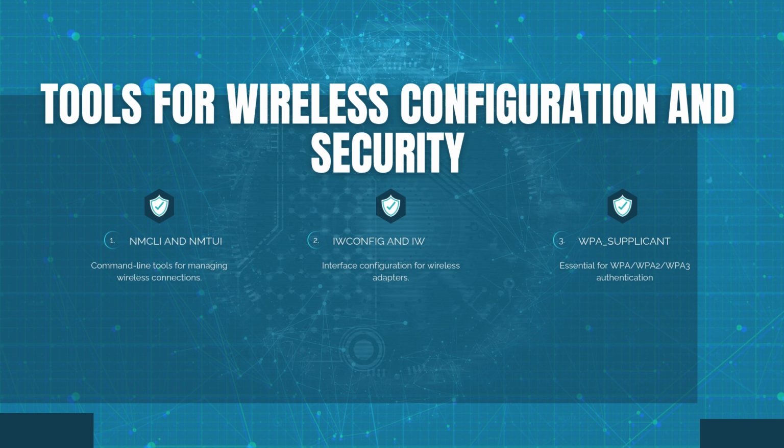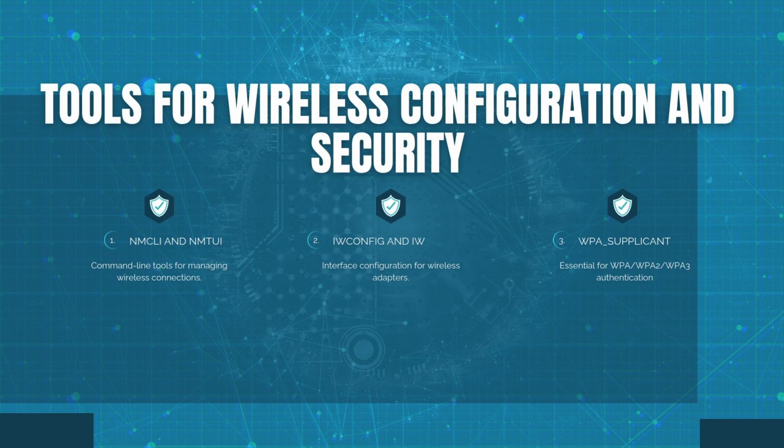Then there's iw. Think of this as the more modern and detailed replacement for iwconfig. It gives you deep control over wireless interfaces, scanning networks, checking supported encryption types, and adjusting things like frequency or power levels. From a security standpoint, iw lets you verify exactly what kind of encryption a network is using, which helps you avoid accidentally connecting to unsecured or spoofed access points.